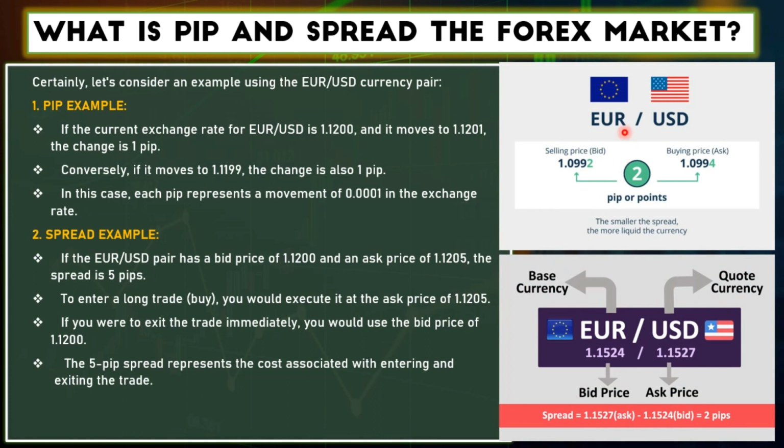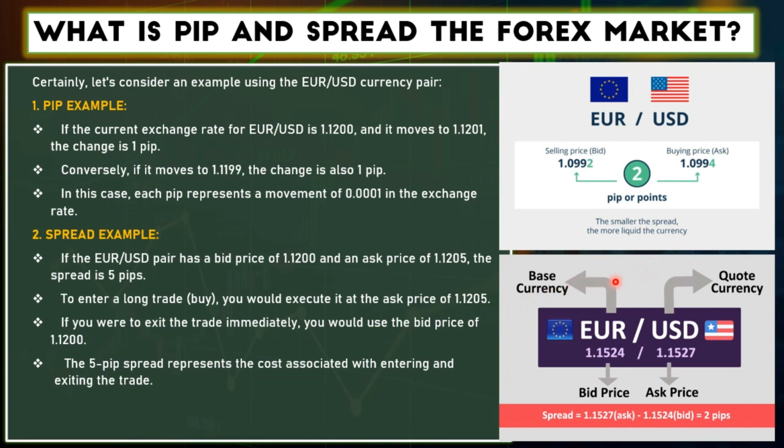Here we have a pictorial example of the euro to US dollar with a selling price of 1.0992 and a buying price of 1.0994. So the difference between this price and this price is just 2 pips. The smaller the spread, the more liquid the currency.